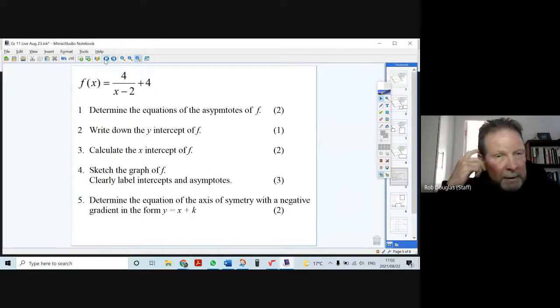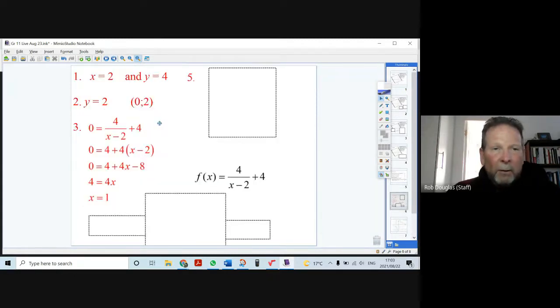Okay, we're back with this hyperbola question. Let's take a look. There's the function. We've done a bunch of work here. We've worked out the asymptotes, we've worked out the y-intercept, and we've worked out the x-intercept, 1 and 0.